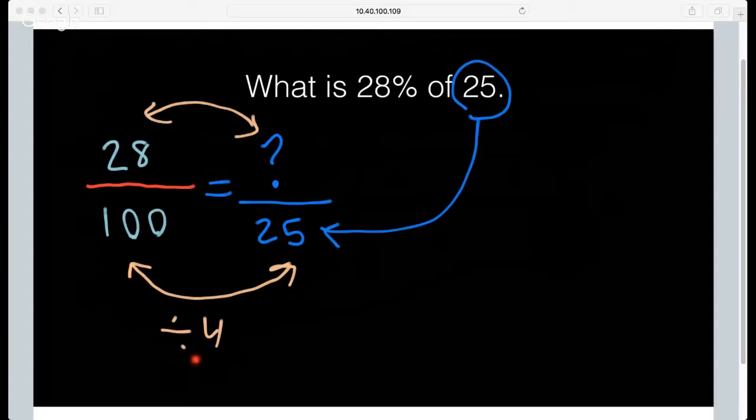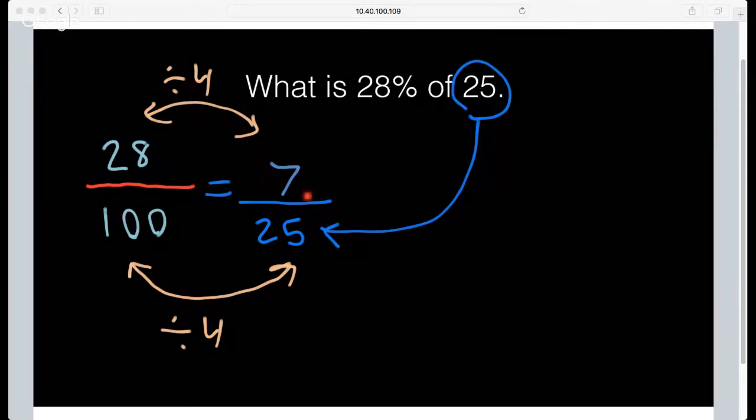So 100 divided by 4 is 25, and that means the same can work up here. So 28 divided by 4 is going to give us this. What is 28 divided by 4? 28 divided by 4 is 7. And now we found what 28% is, what is part of this whole. 28%, part of a whole of 100, is equivalent to 7, which is part of a whole of 25.